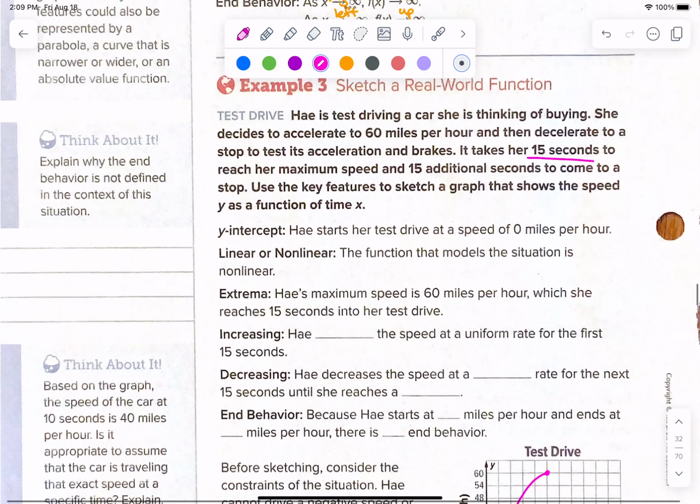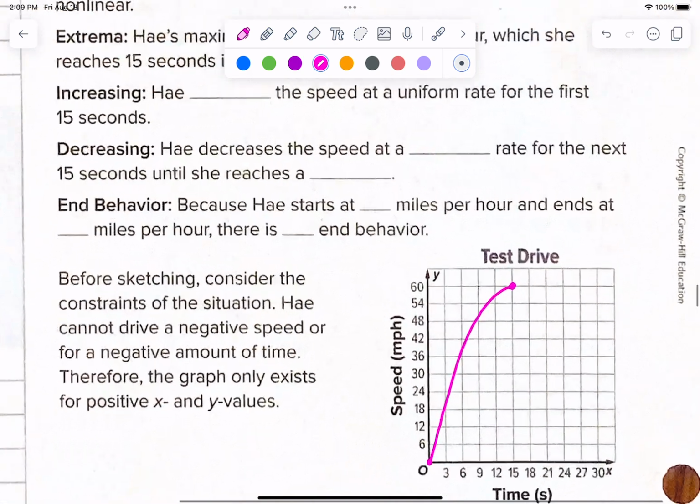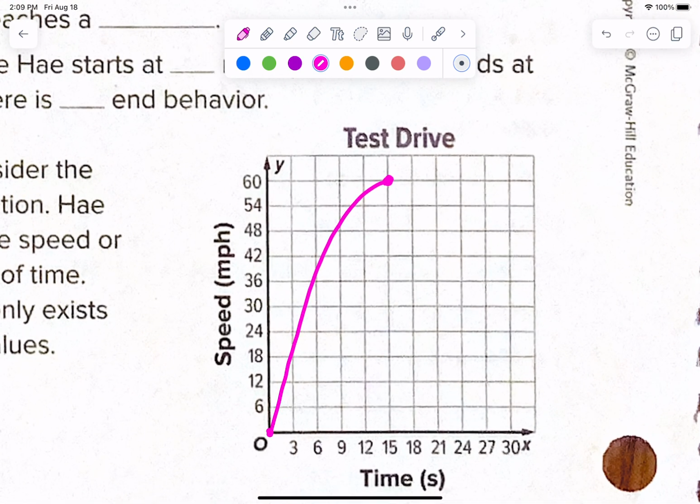And let's see. To reach her maximum speed and 15 additional seconds to come to a stop. Use the key features to sketch a graph that shows the speed. So does she stay at that speed for a long time or not? No. She's just going up and going back down, but she could stay at that speed for a little while and then come back down. Does that make sense? But it doesn't say that she does. So evidently she's just reaching that speed and coming back down.